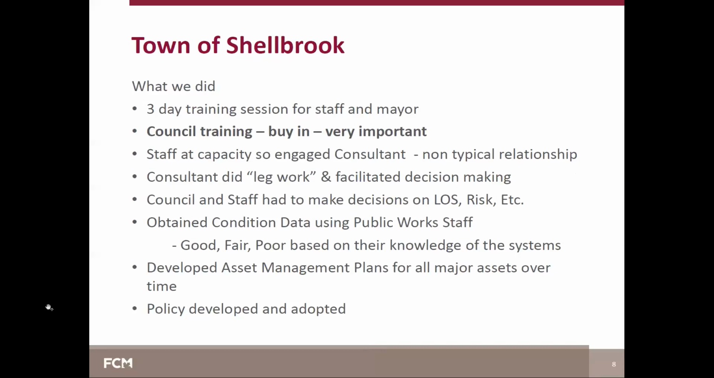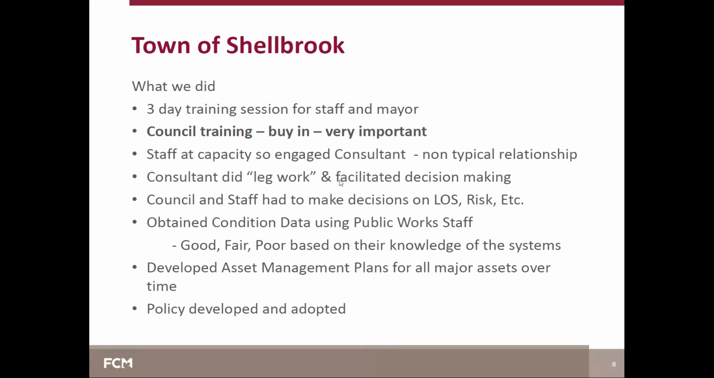Council training and that buy-in is really, really important. Following our training sessions, we had a council session that explained the basic concepts of asset management using very simple examples like your house and your vehicle and how timely maintenance extended the life. So with those, it was quite easy to engage our council because they could see the benefits.